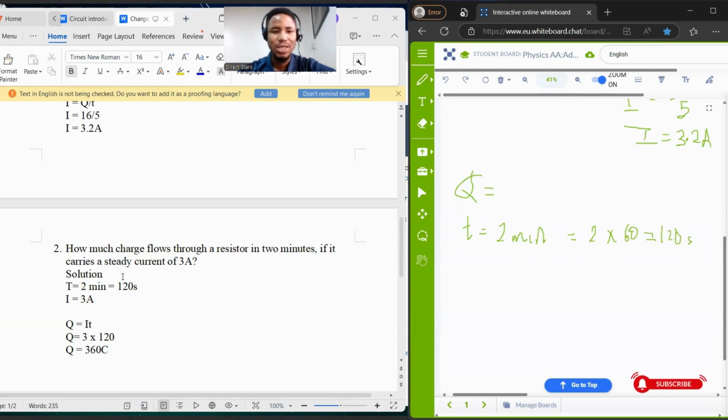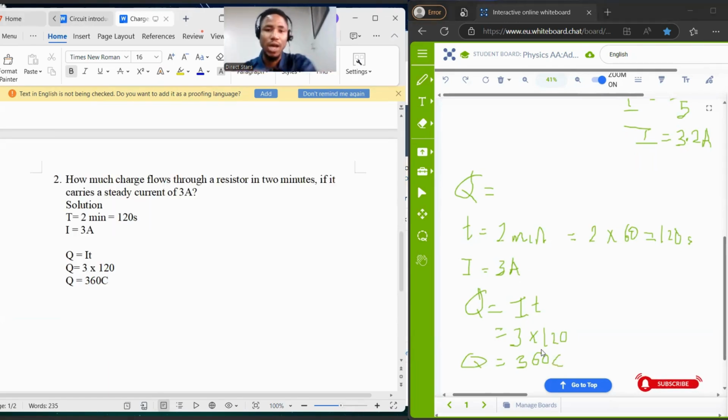If it carries a steady current of 3 amps. Remember that the formula to calculate electric charge is Q equals IT, where I is the current and T is the time taken. So I, the current, is 3 amps, while the time taken is 120 seconds. So 3 times 120 gives 360. And remember that the unit of charge is the coulomb.